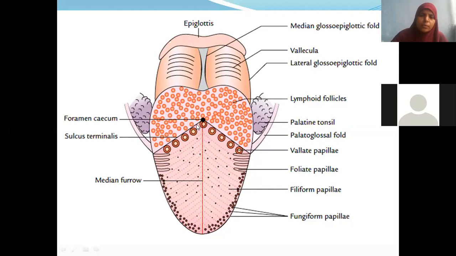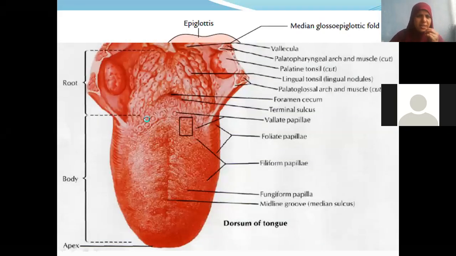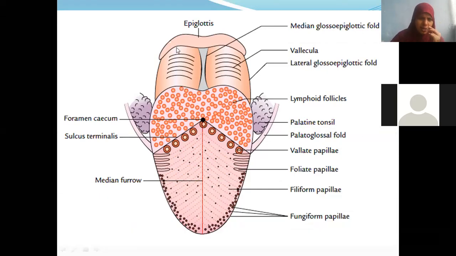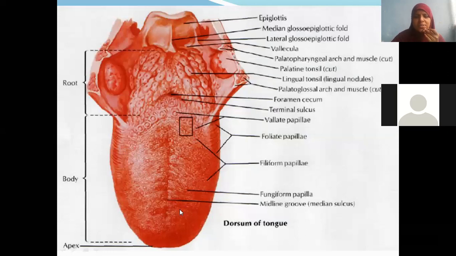Yes, this picture is correct, but it is a little exaggerated. The length of this will not be so much. In the true tongue, it will be exactly like this. This is Netter's picture. You are finding the V-shaped sulcus, foramen cecum, circumvallate papillae. Then you are finding different papillae: foliate, filiform, fungiform. But then this is the lingual tonsil. See the distance now, it is perfectly correct.